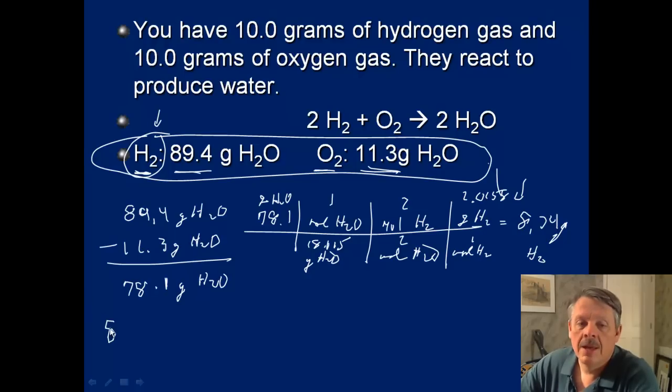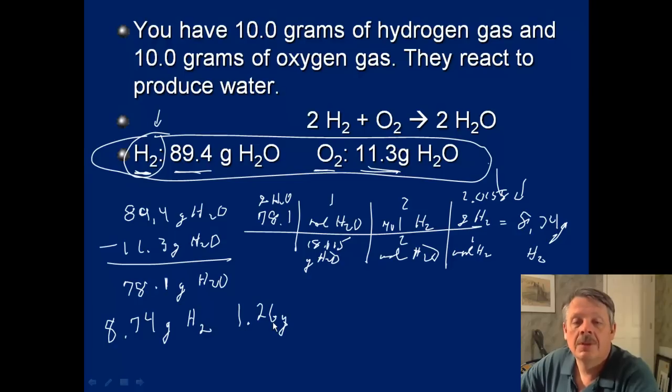So we had 8.74 grams of hydrogen that we did not use. Well, how much did we use? We'll simply subtract that from 10, and that will give us 1.26 grams that we actually did use. So that kind of tells you how we can calculate how much material we did not use. Okay, let's go on.